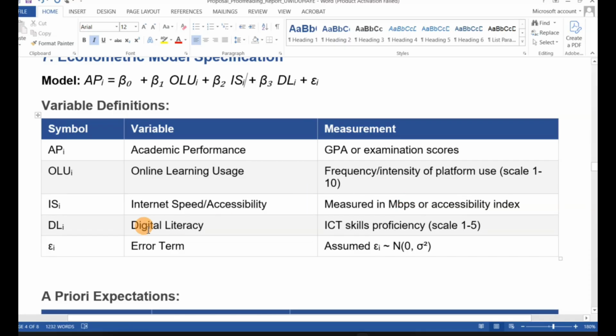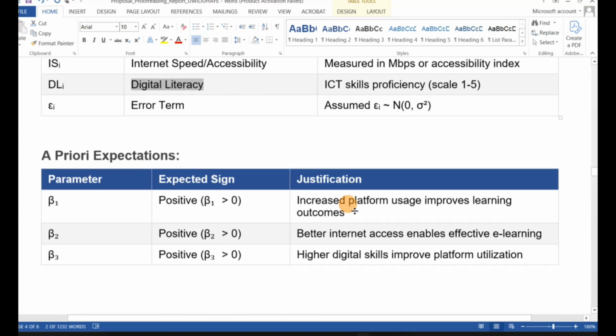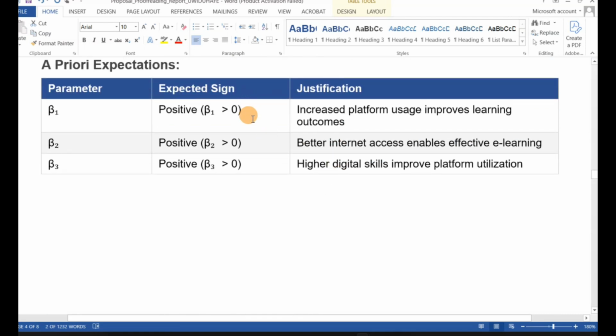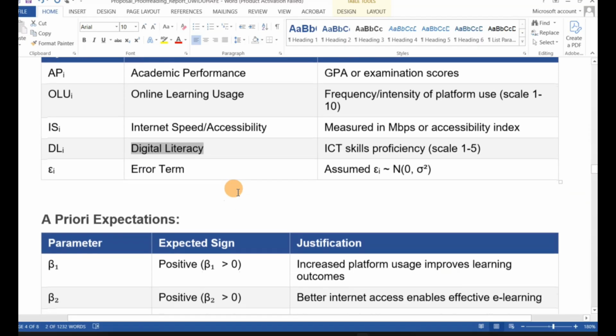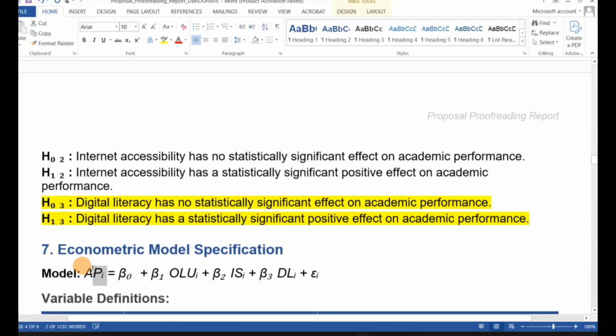Okay. So can you see the DL? The DL will be the digital retracing. She can retrieve the data set from NISR, I think, the digital retracing, and the other term. What will be the sign? Positive for all the signs. The expected sign is positive. To say we have a positive sign means that all the variables are going in my direction. They are not opposing my Y of performance. If internet access is increasing, the performance will also be increasing.